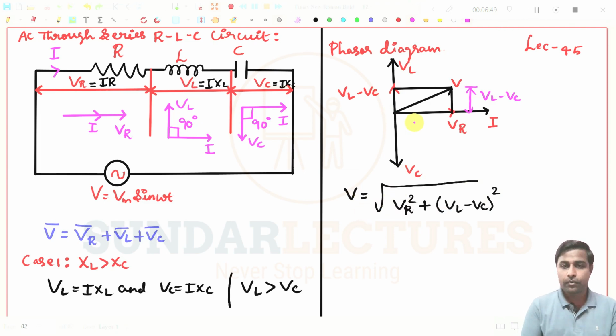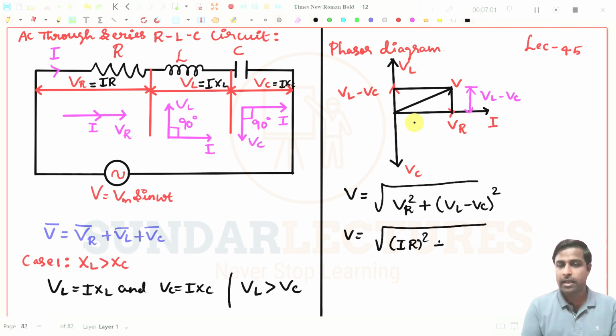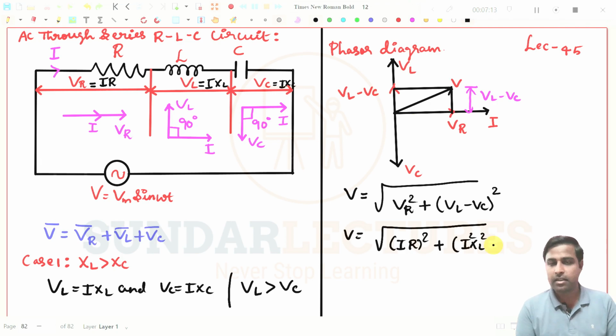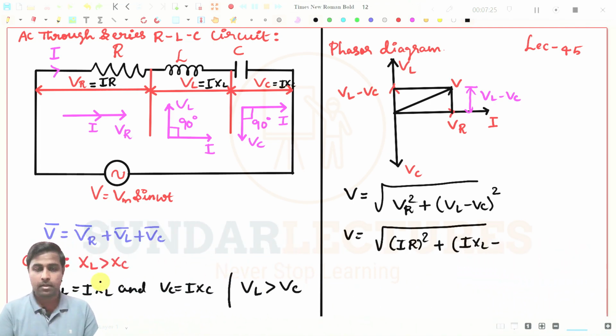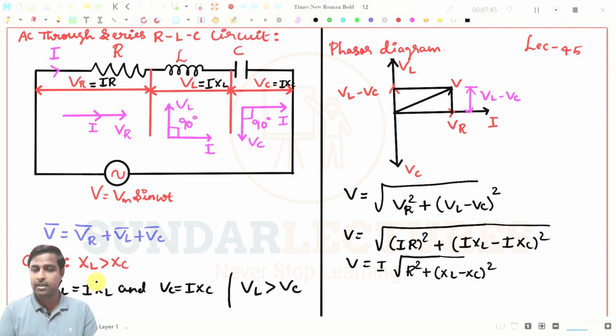So now we just try to get the impedance value. How will you get the impedance value? This can be written as I into R whole square plus I into XL minus I XC whole square, right? So this is the formula. And we can take I commonly outside, so that I can write it like this: R square plus XL minus XC whole square.